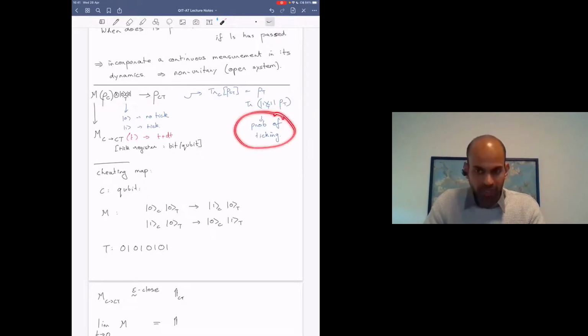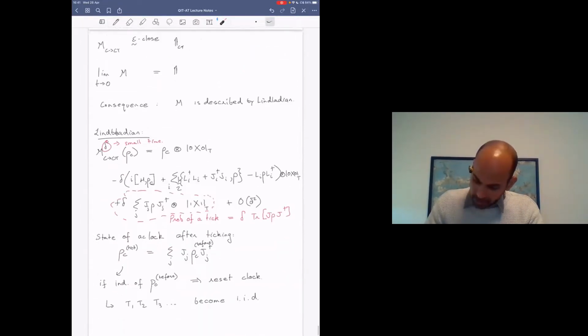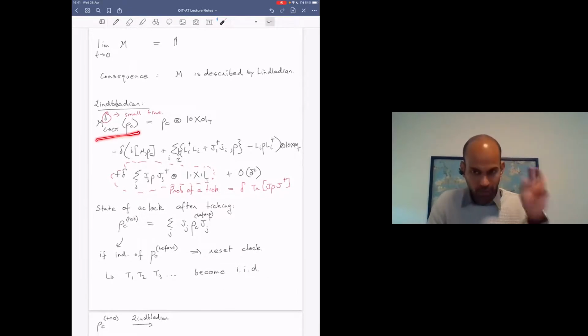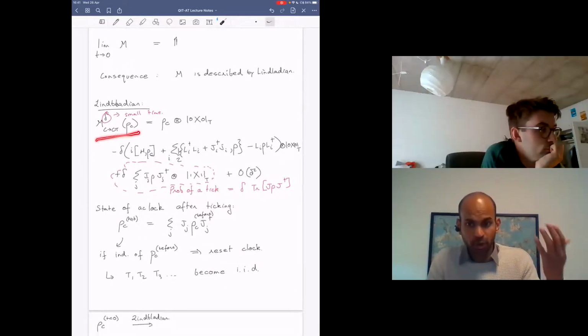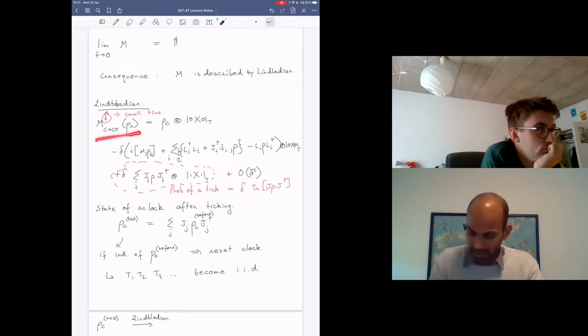And that gives you the property of ticking due to this map. So now imagine that we do the same thing here. We have a map on the clock for a very small time. And then we ask, what is the probability that we see, yes, a tick has happened?